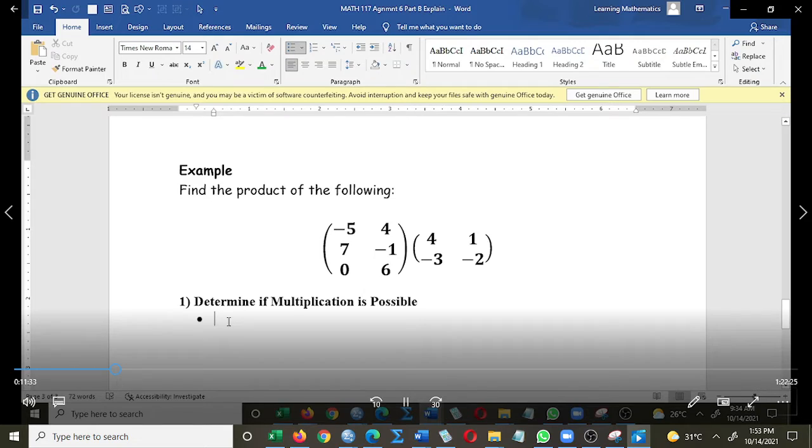Yes, sir, it can be multiplied because the number of elements in the row of the first matrix matches the number of elements in the column of the second matrix. So what must I write there? Determine if the number of rows in the first matrix is the same as the number of columns in the second matrix. So that's what to write there. Tell me what to write. Determine.